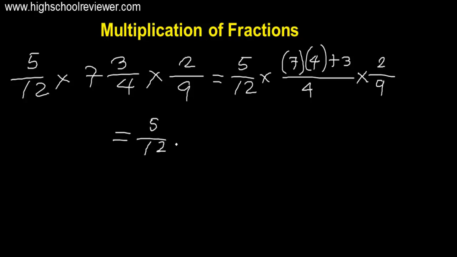5 over 12 times 7 times 4 plus 3, that is 31 over 4 multiplied by 2 over 9. Looking at the fractions, we can see that there are numerators and denominators that we can simplify. We have here 2 and 12. 2 is common between them, so we will divide by 2. 2 divided by 2, this will be equal to 1. And 12 divided by 2 is 6.